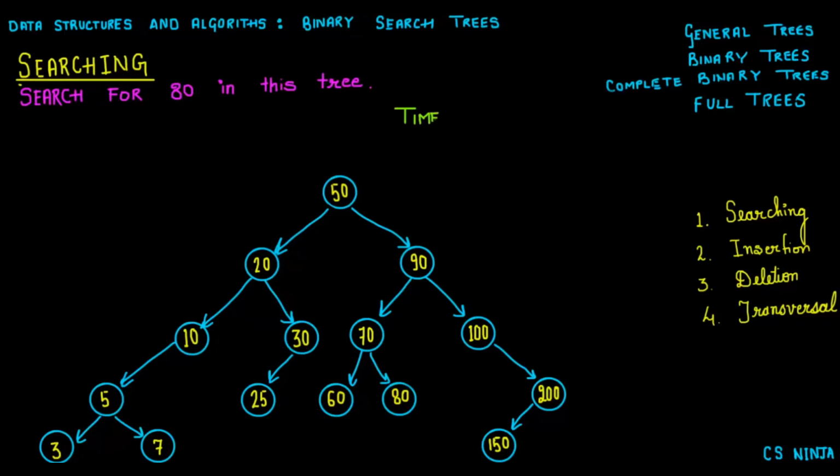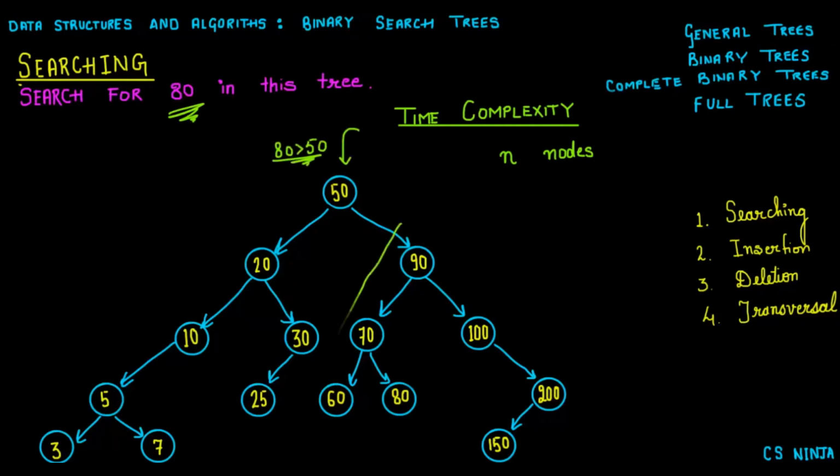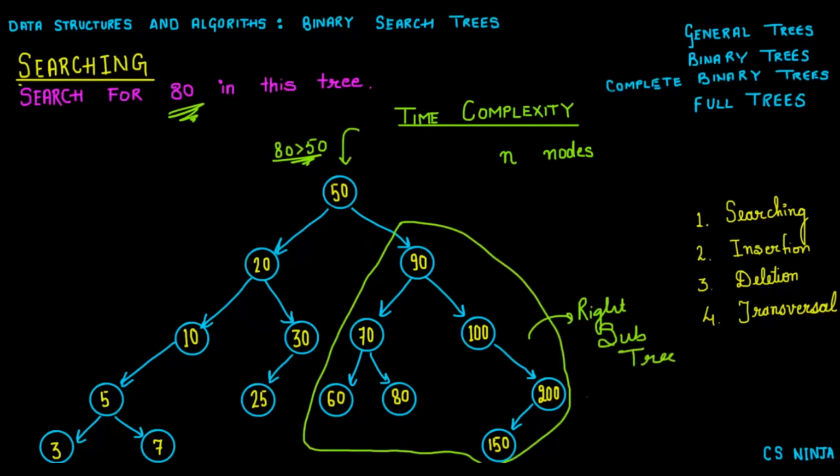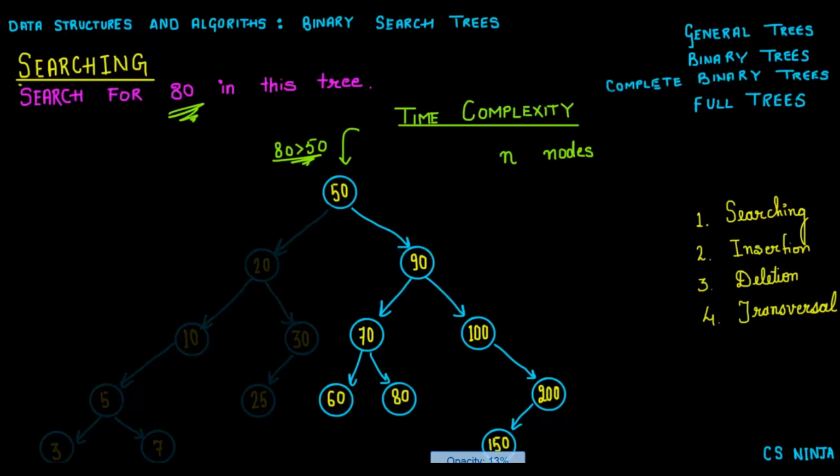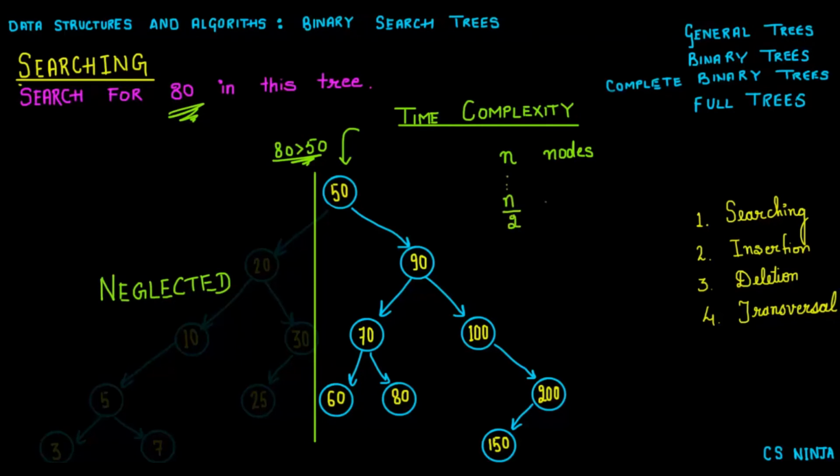Now let us see the time complexity of searching in a binary search tree. Consider the same element 80 we have to search for in this tree, and we have in total n nodes to search in. As 80 is greater than 50, it must lie in the right subtree of the root node. So just by comparing it with the root node, we are neglecting the whole left subtree. Hence, we have reduced our n nodes to n by 2 nodes with only one comparison with the root node.